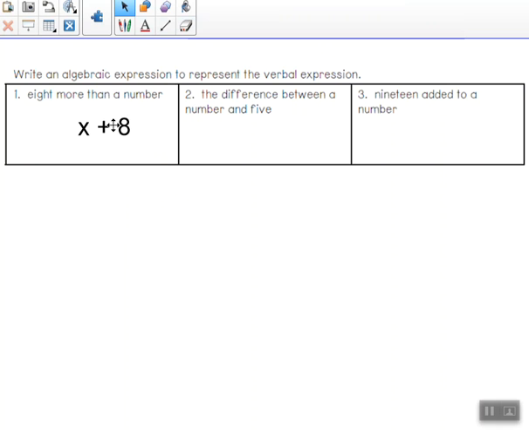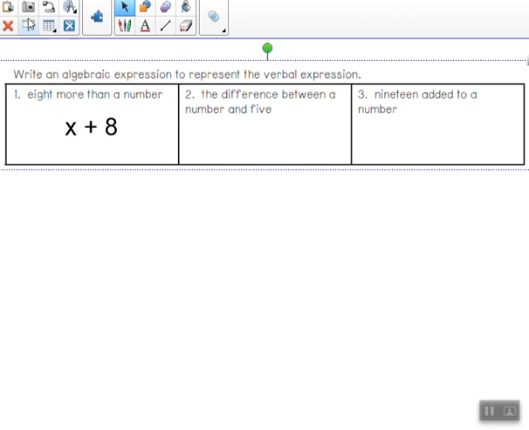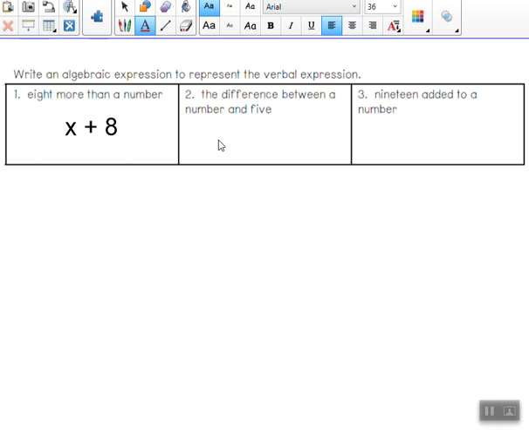We just translated this statement into an expression. 8 more than something? Well, that'd be something plus 8. If I look at the next one, the difference between a number and 5. The difference between a number and 5. So difference I know is subtraction, and I want to subtract a number and 5, but don't tell me what number. So I'm just going to use S just because that's where my key landed. S minus 5. That's the difference between a number and 5.